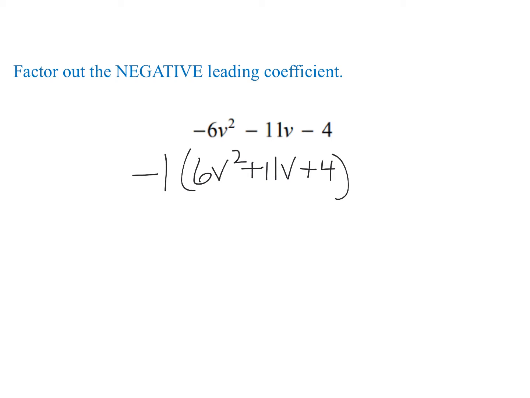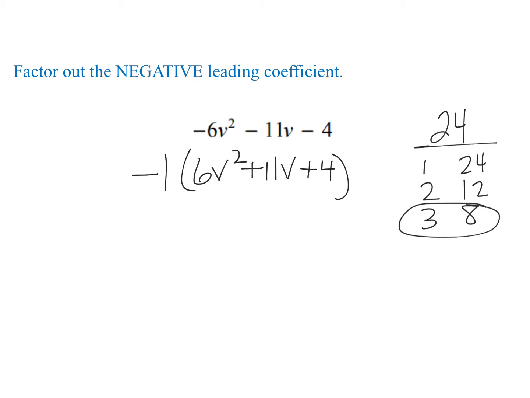And so just like before, I'm going to take the 6 times the 4 and get a 24. Find the factors of 24 that will add up to 11. And I can stop right there because I just found them right here. Now, I'm not going to put the negative at the moment. I'll get back to that in a sec. I'm just going to do this middle part.